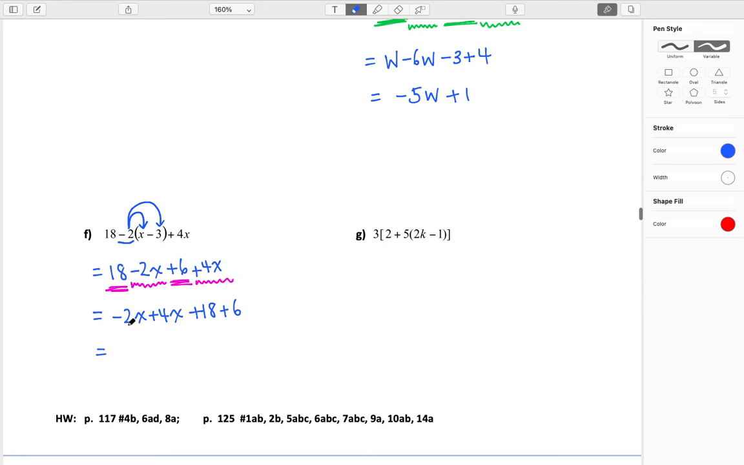So negative 2 plus 4 is going to give me positive 2x. And positive 18 plus 6 is going to give me positive 24. So we did this, and then we did this, and we got that. Okay. Now, what about letter G?